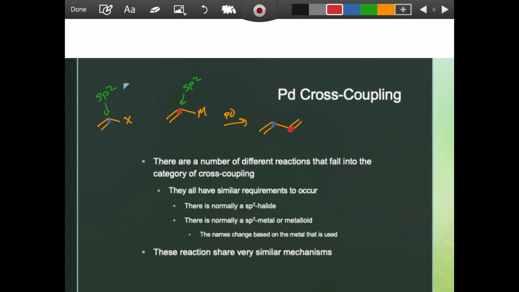And then, so it's not always sp2, but mainly they're sp2. We're going to see a few examples that have sp3 hybridized halides or metals, right? And then, while they all have different names, we kind of went over those. The mechanisms are pretty much the same. The only thing that changes is what the metal is that's being used. But the mechanism itself pretty much stays the same.